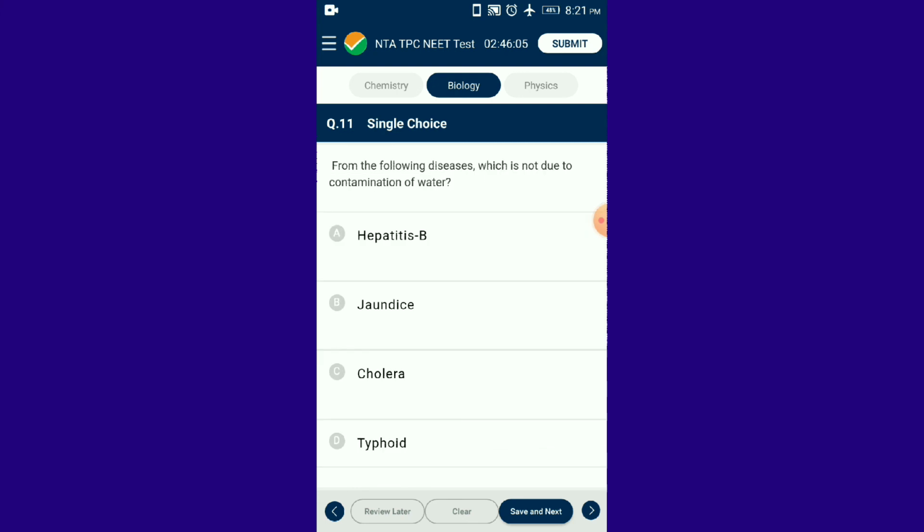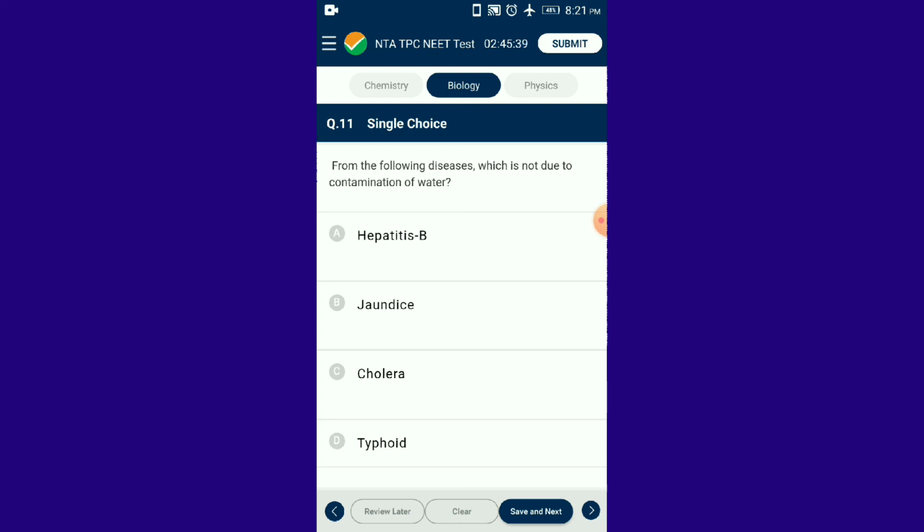Question number 11. From the following diseases, which is not due to contamination of water? There are various diseases which are spread due to contamination of food and water. Diseases like cholera, typhoid, and jaundice spread due to bad quality of food and water. This contamination can further lead to serious complications.